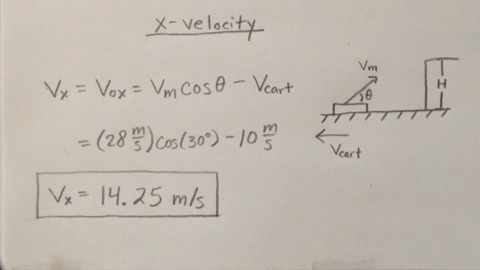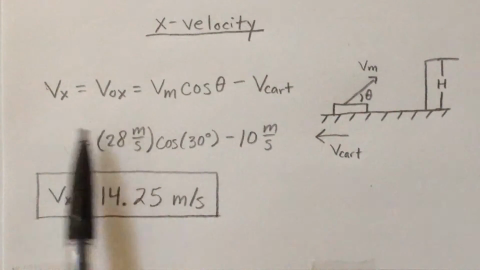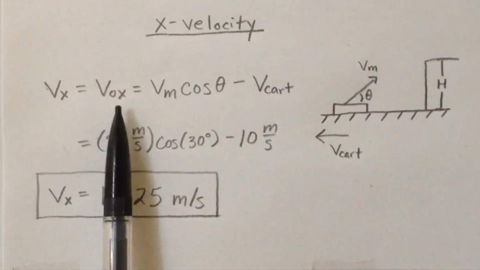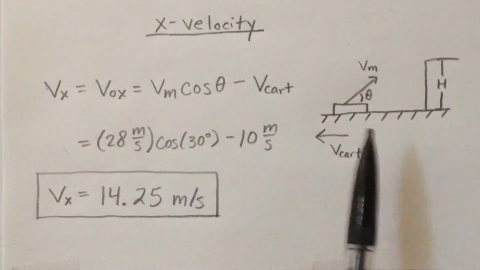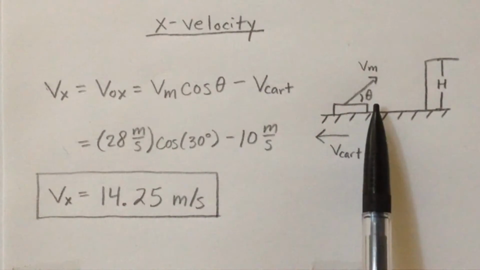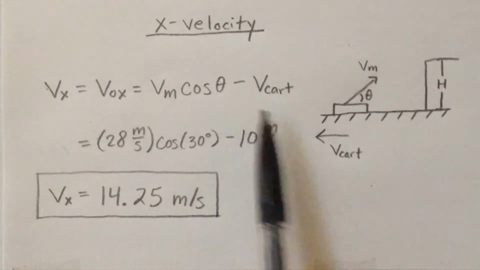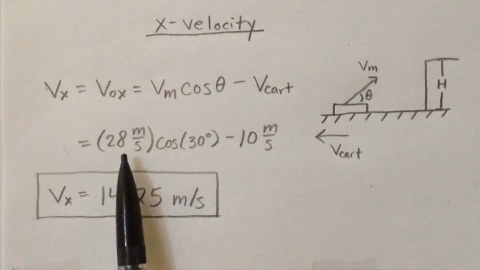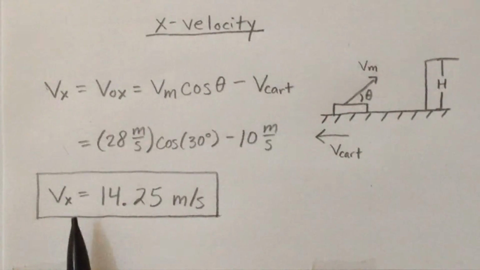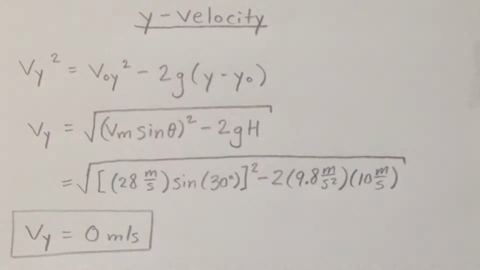To find the x velocity, we use the kinematic equation that we derived in part A, which says that the x velocity is always equal to its initial value. The initial value of the x velocity is equal to the x component of the velocity with which the projectile is fired, vm, minus the velocity of the cart. Plugging in numbers given in the problem statement, we find that vx is equal to 14.25 meters per second.